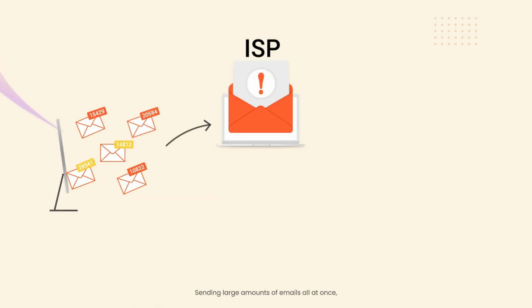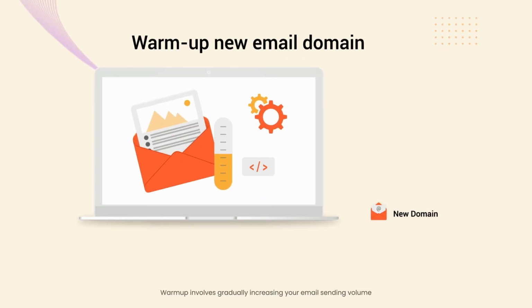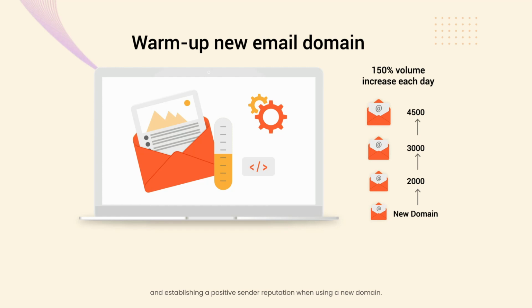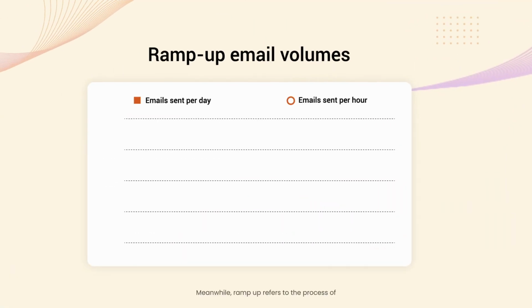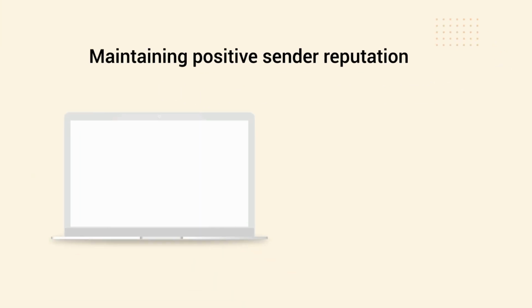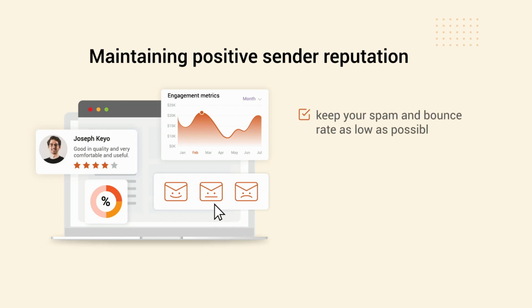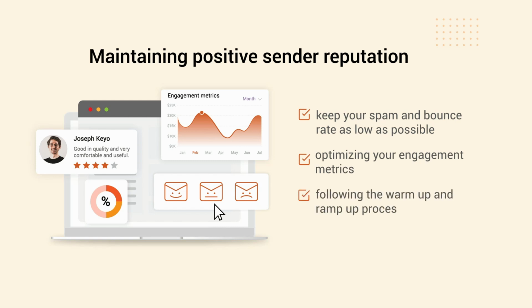Sending large amounts of emails all at once, especially when your email domain is new, raises red flags among ISPs, reducing your sender reputation. Therefore, following the warm-up and ramp-up practices is important. Warm-up involves gradually increasing your email sending volume and establishing a positive sender reputation when using a new domain. Meanwhile, ramp-up refers to the process of gradually increasing your email sending volume and frequency over time, regardless of whether you're using a new domain address or an existing one. Maintaining a positive sender reputation requires a proactive approach to keep your spam and bounce rate as low as possible, optimizing your engagement metrics, and following the warm-up and ramp-up process.